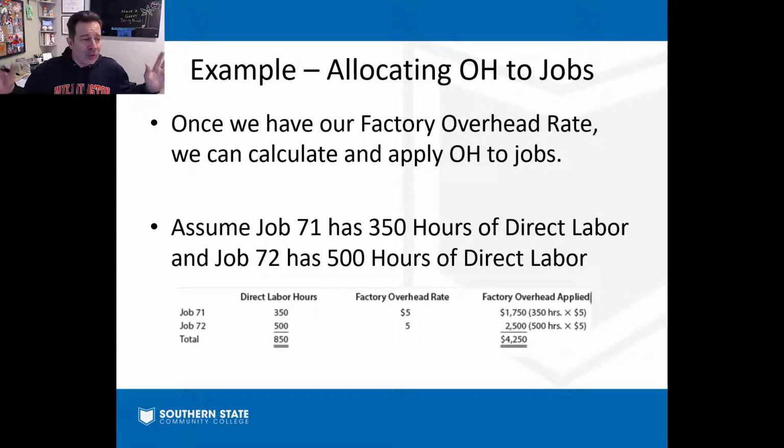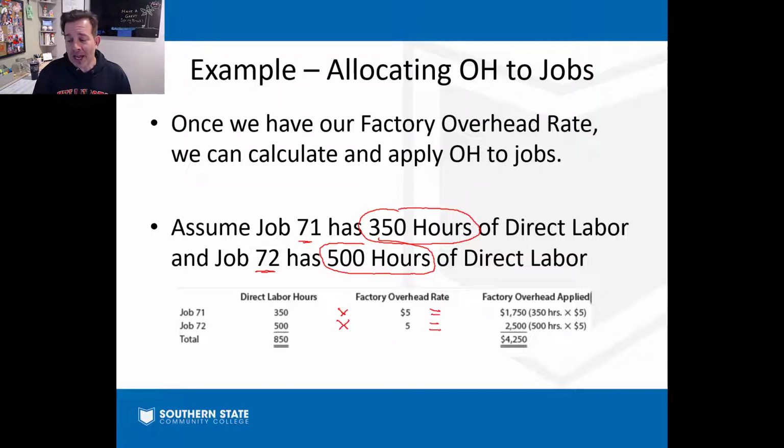So, okay, big deal. What do we do now? Well, once we have that rate, that estimated factory overhead rate, we can apply it and apply overhead to our jobs. So we had job 71, we had job 72. Job 71 had 350 hours of direct labor. Job 72 had 500 hours of direct labor. So literally, we just take both, multiply them by 5, and that's how we're going to apply overhead to those jobs. Those jobs have to have overhead put to them in order to cost them out correctly.